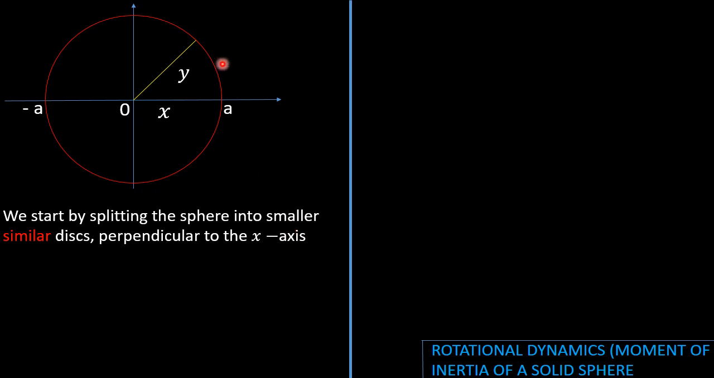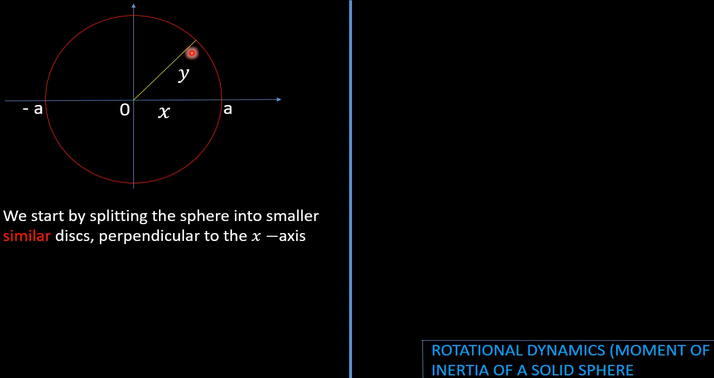In such a case, we are going to split our sphere into smaller discs which are approximately the same size. We are going to make them as tiny as possible, such that they are approximately the same sizes, the same shapes, the same radius, everything. That's what's going to happen.